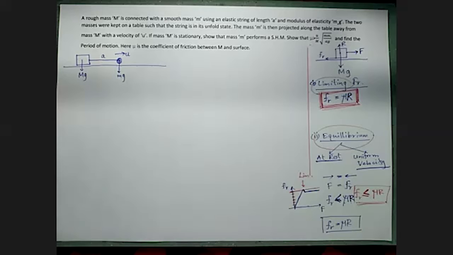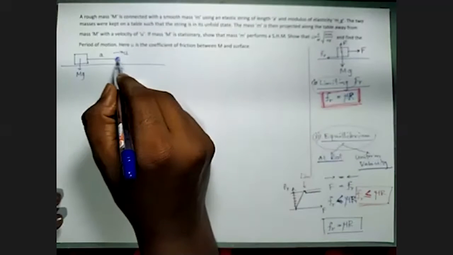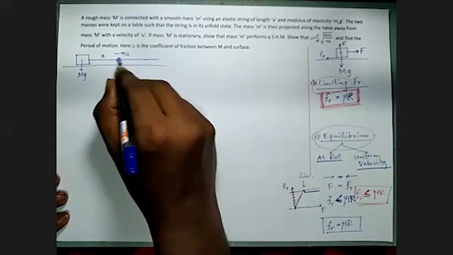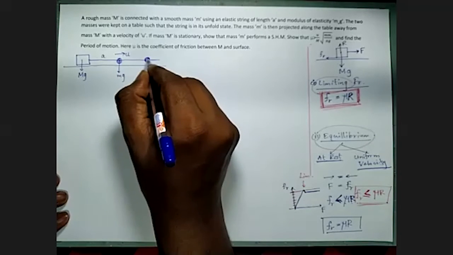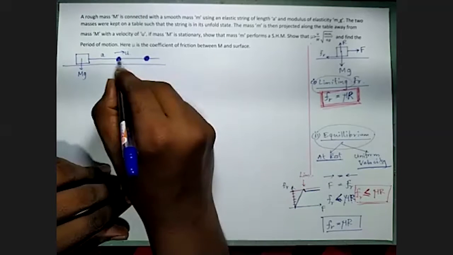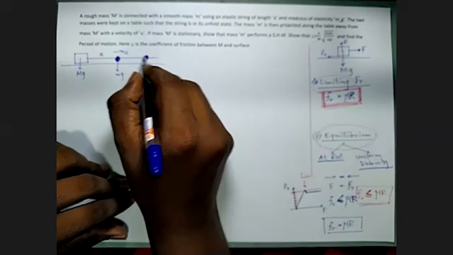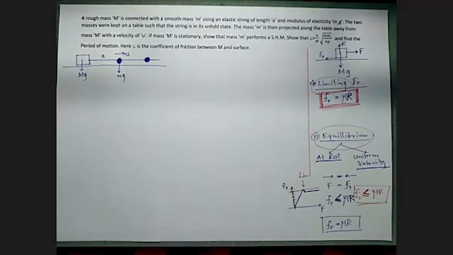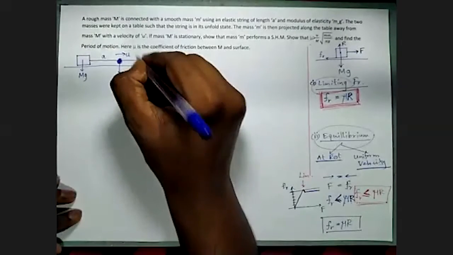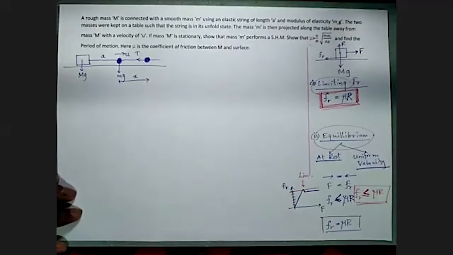So first part is to show the motion performing after this projection is simple harmonic. Therefore, we have to consider a general point after the projection. It is projected with a velocity u. Then let's say this extension is x. Then here we have the opposing force, which is tension.